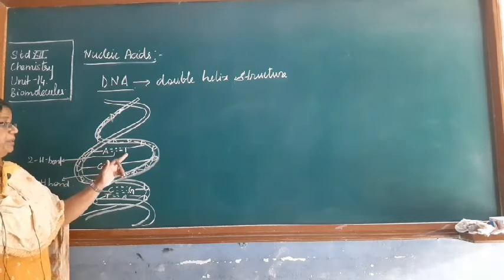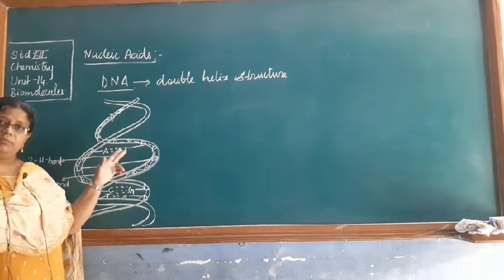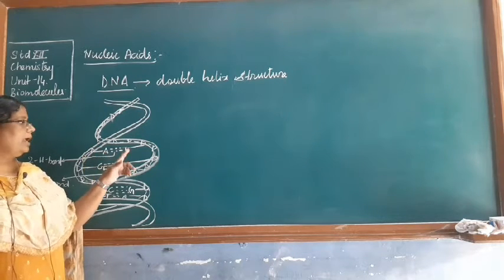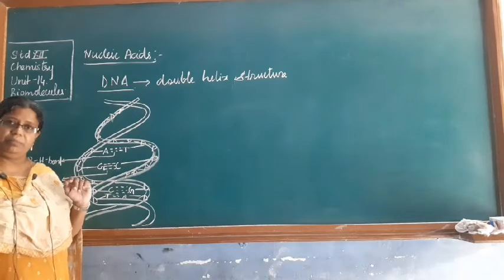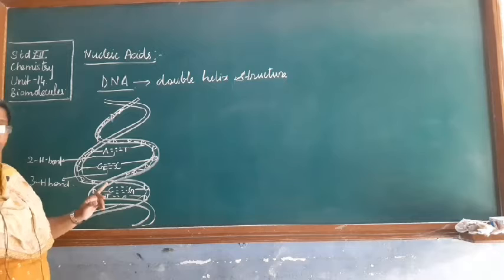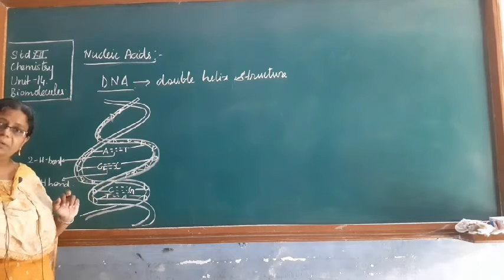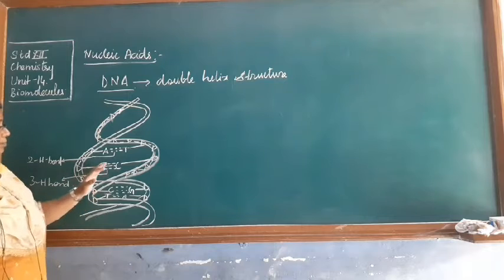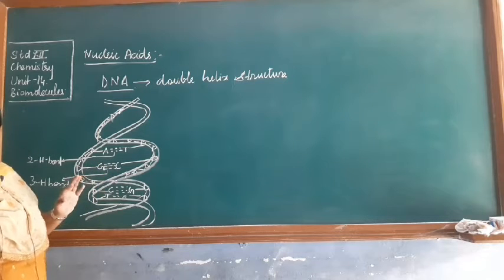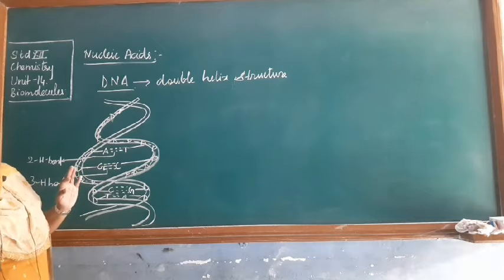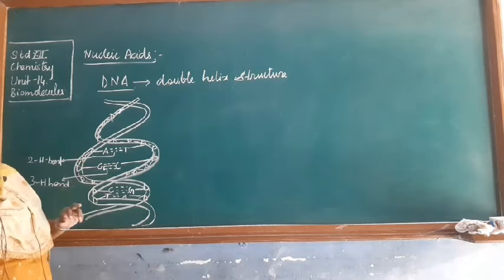Adenine will always be bonded to thymine. Adenine is a purine base and thymine is a pyrimidine base. Similarly, guanine is a purine base and cytosine is a pyrimidine base. So bonding between G and C will always take place by 3 hydrogen bonds, while A and T will always take place with 2 hydrogen bonds, and they will be complementary to each other.